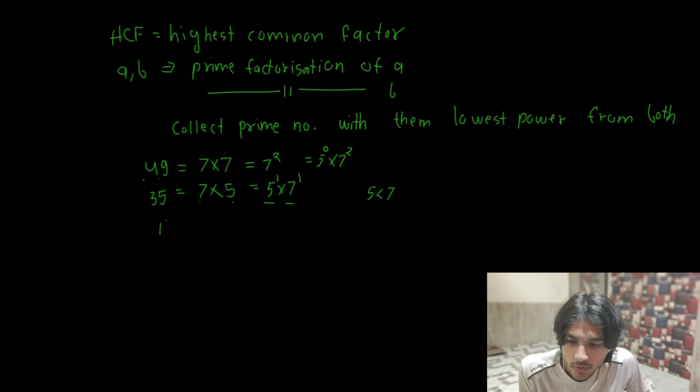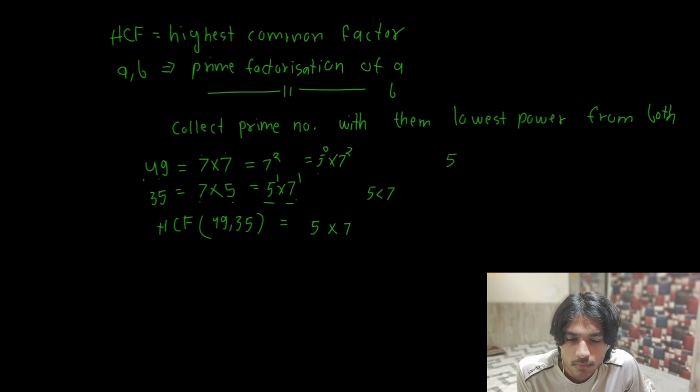So now when I have to find the HCF of 49 and 35, what I will do is write all the primes that occur. The primes that occur in it are 5 and 7. So 5 multiplied by 7, but with the lowest power. Here 5 has the power 0 and here 5 has the power 1. What is the lowest power? So this is going to be 0.